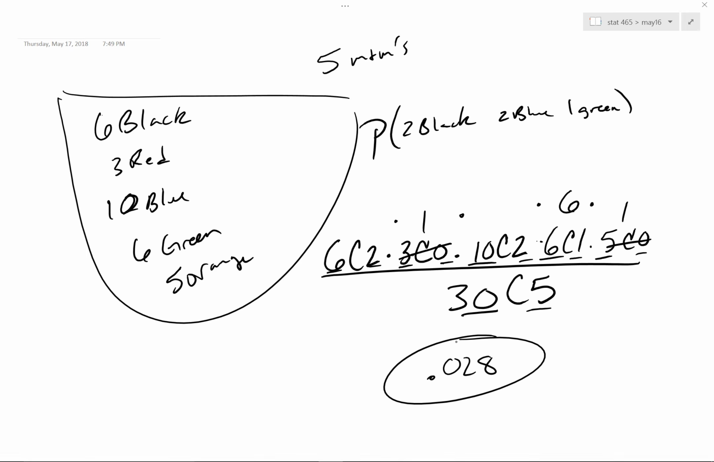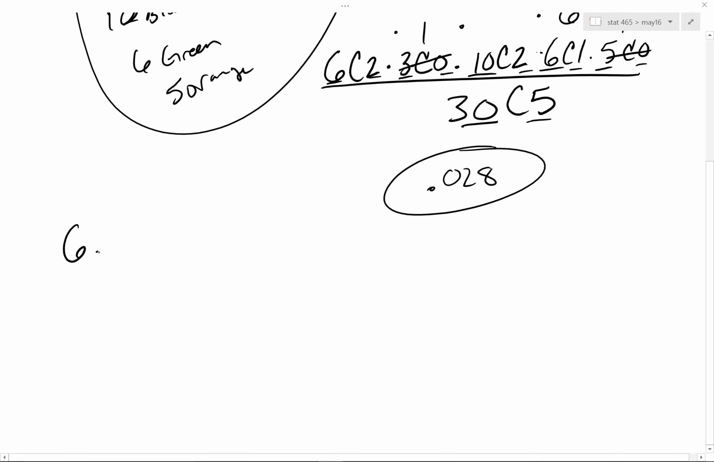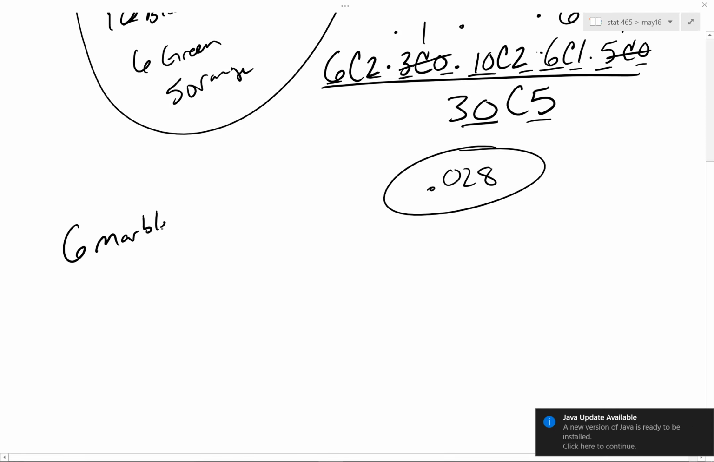So that is how you do the hypergeometric in the case that looks vaguely multinomial. That is, I was asking about blacks and blues and greens. But what if I said to you, hey, listen, I'm going to take 6 marbles out, 6 marbles, or whatever these are.